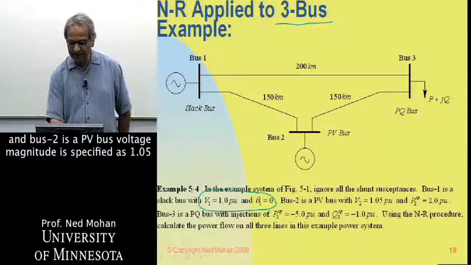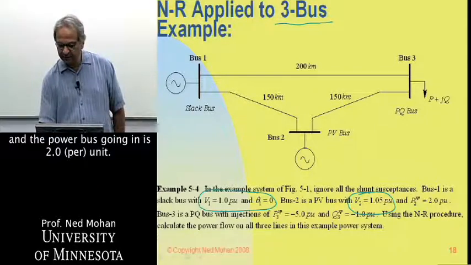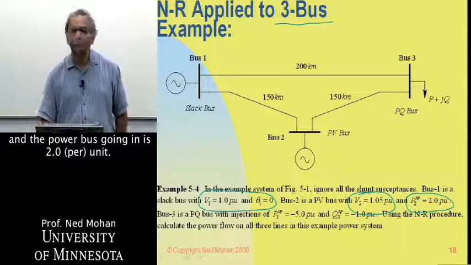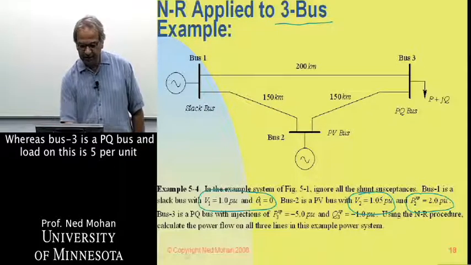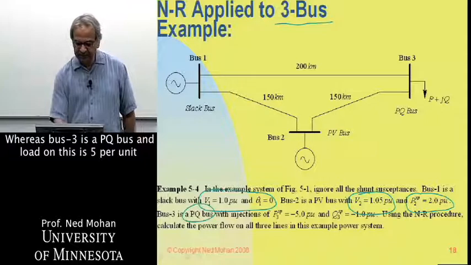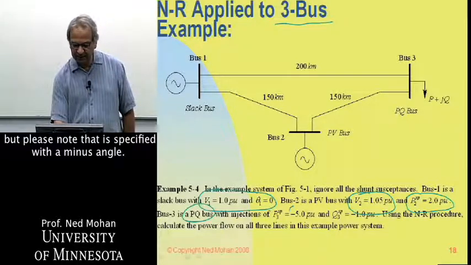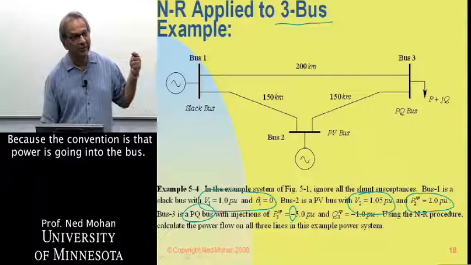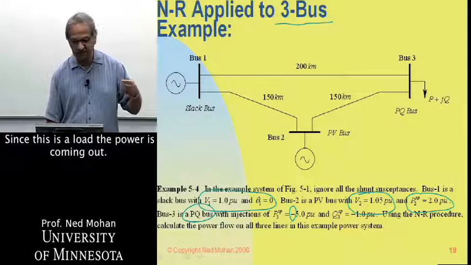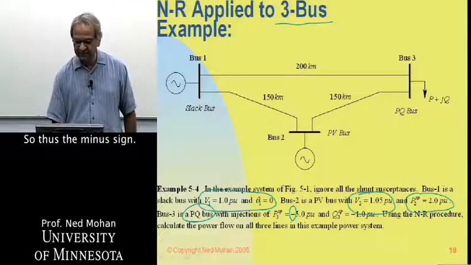And bus 2 is a PV bus where voltage magnitude is specified as 1.05, and the power that's going in is 2 per unit. Whereas bus 3 is a PQ bus, and the load on this is 5 per unit, but please note that it's specified with a minus sign, because the convention is that power is going into the bus. Since this is a load, power is coming out, right? So that's the minus sign.